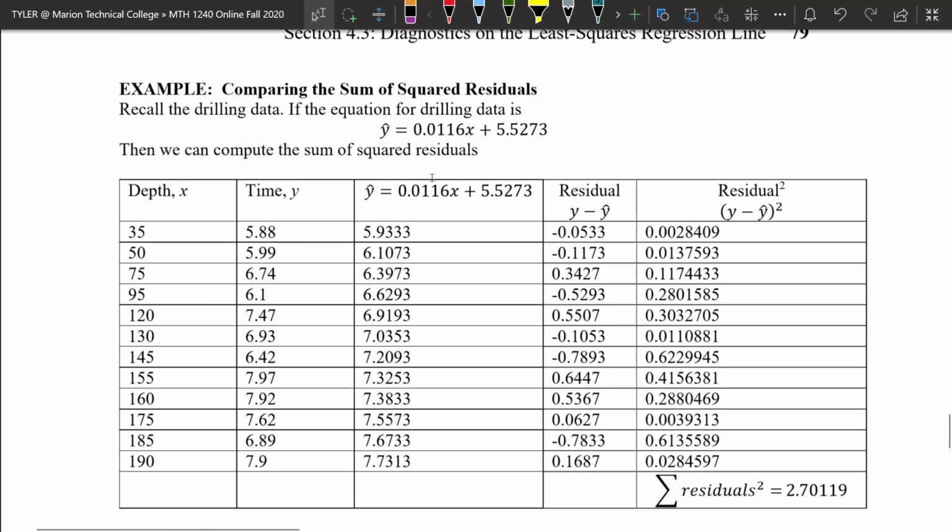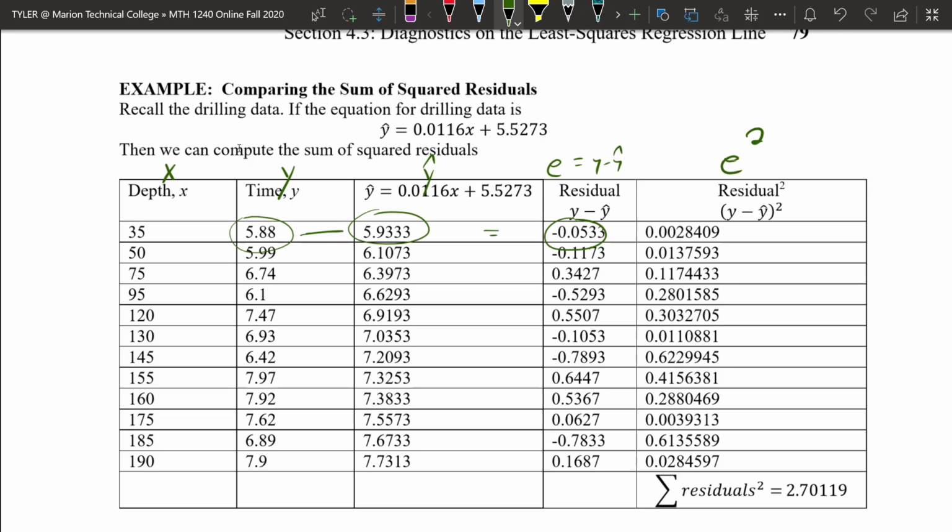So here's an example where we're using our least squares regression line from the drilling data, and here's a table computing the sum of the residuals squared, right? You can see here, this column represents the x values, this column is the y values, this column is my y hat, my predicted values, and my observed values was y, and then here are my residuals, e equals y minus y hat. So to get this number, we're finding the difference between these two things, taking this number minus this number, we get negative 0.0533.